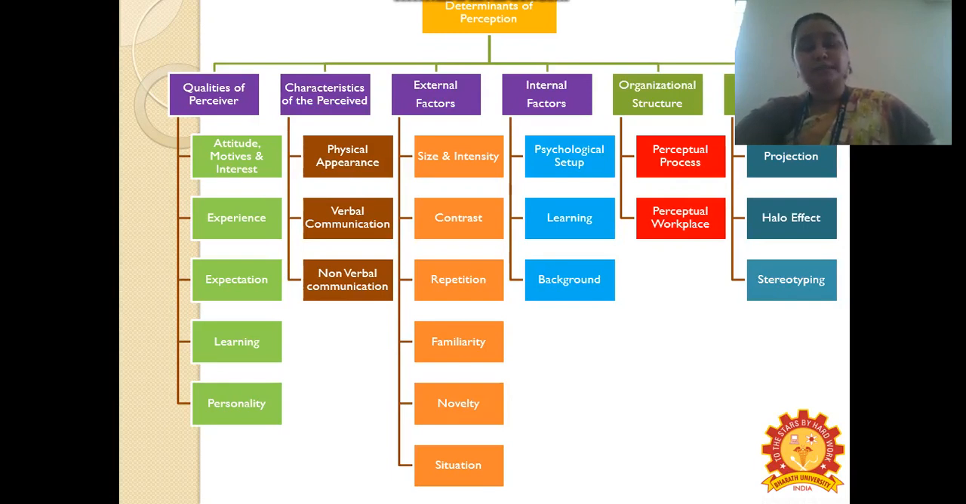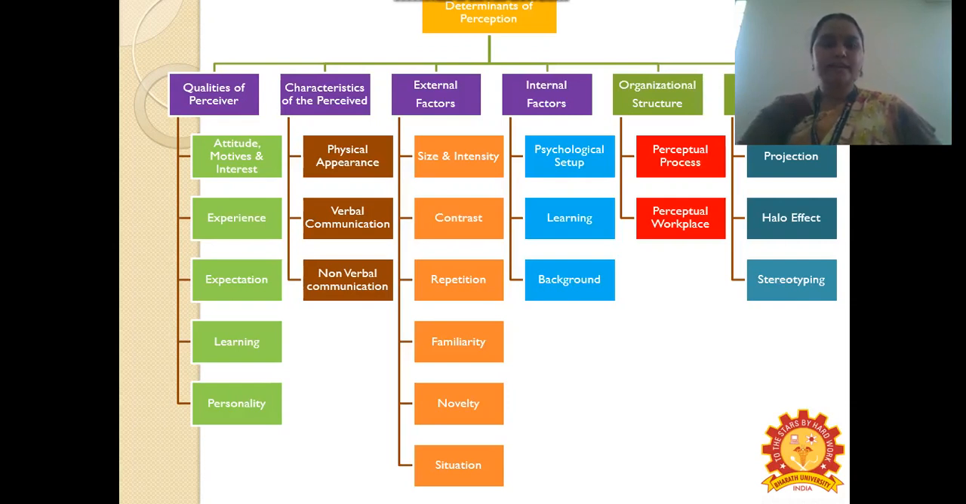Perception differs from one person to another because of the difference in the individual's characteristics. For instance, one employee may perceive his workplace as a place for proving his talents and capacity, whereas another employee may consider the workplace as a place just to earn money, for monetary benefits. So perception will differ from person to person, and the dominant qualities of the perceiver which influence perception are listed here.